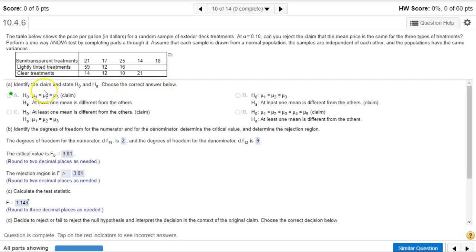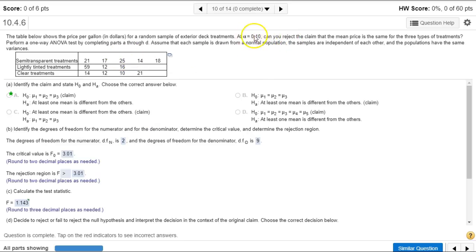Okay, so the null and alternative hypothesis is always the same. The null is always mu1 is equal to mu2 is equal to mu3, and the alternative hypothesis is always at least one mean is different from the others. So you'll notice that with the ANOVA test, now it just comes down to which one is the claim. So we'll have to read the problem.